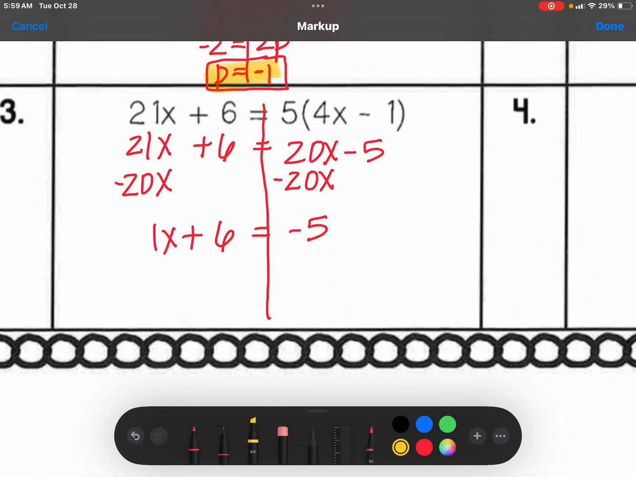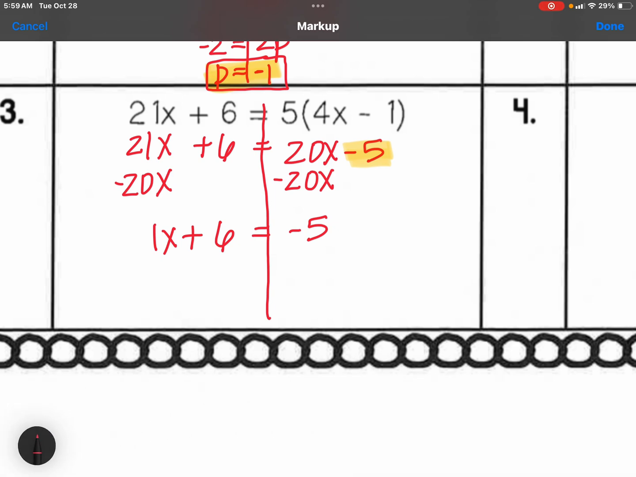And it's negative 5 because it was minus 5. And remember, the operator also acts as its sign. So next, I'm going to get all the constants on one side. So I'm going to subtract 6, subtract 6. I have 1x equal to, this is negative 5 minus 6, which is x is equal to negative 11.